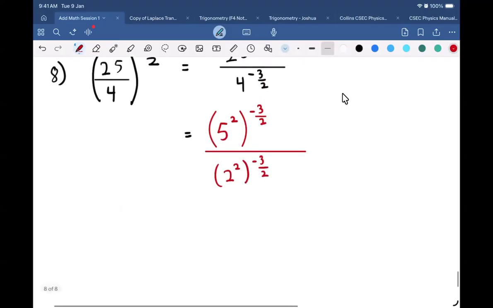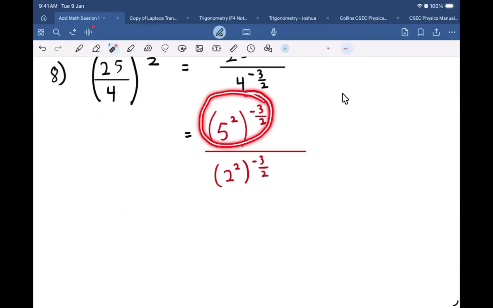Here, what? Is this happy over here? Is it happy over there? No, it'll be happier in the denominator.